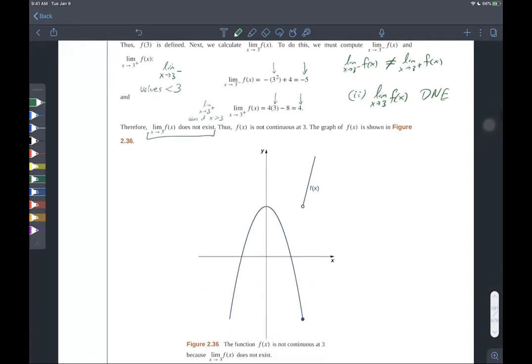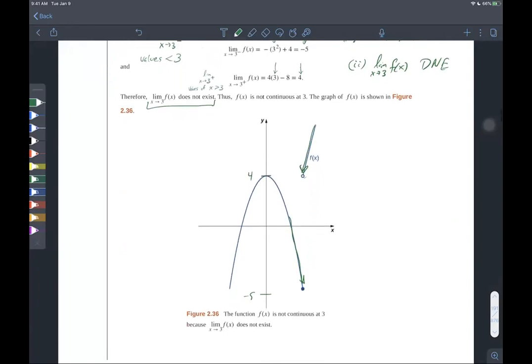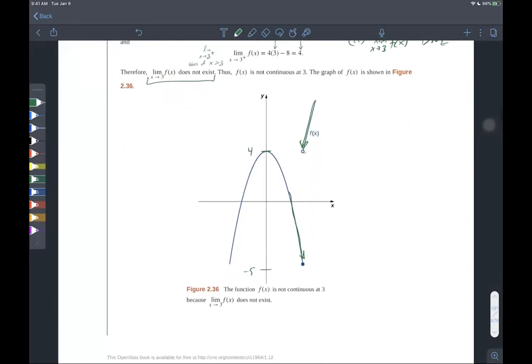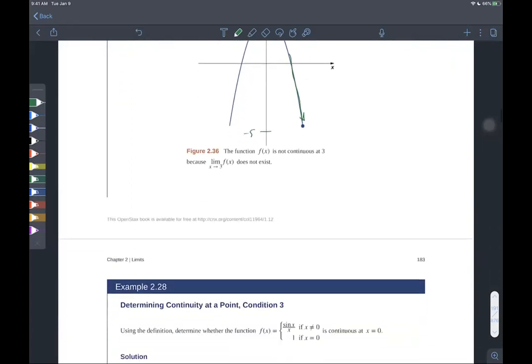And then the graph shows this. You can see there's a gigantic gap. From the left-hand side, we are approaching a negative value, which turns out to be negative 5, as we computed. And from the right-hand side, we're approaching some y value, and it turns out to be positive 4. So we fail to have a limit at x equals 3, even though the function is defined there. The limit does not exist.